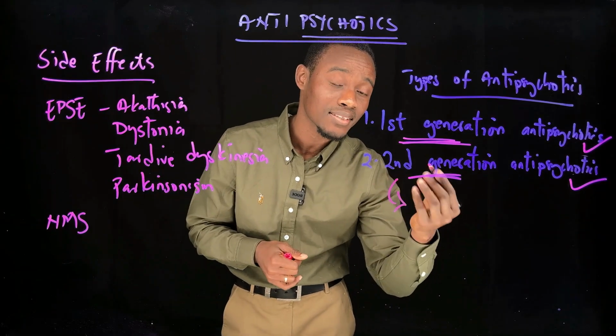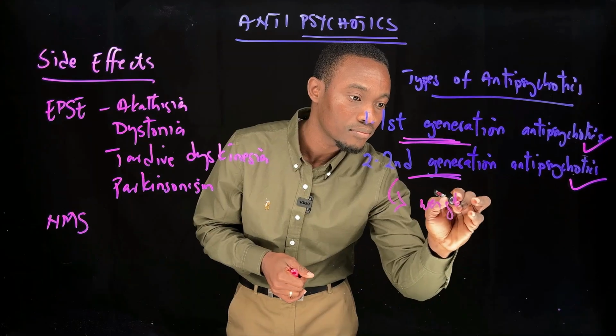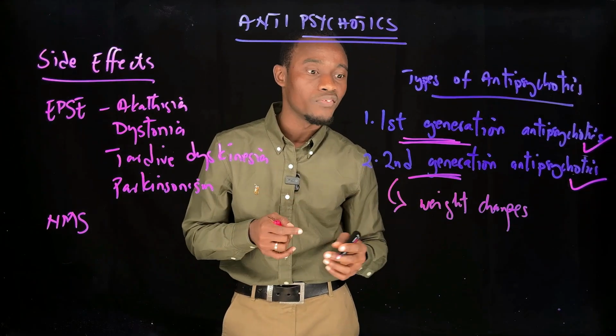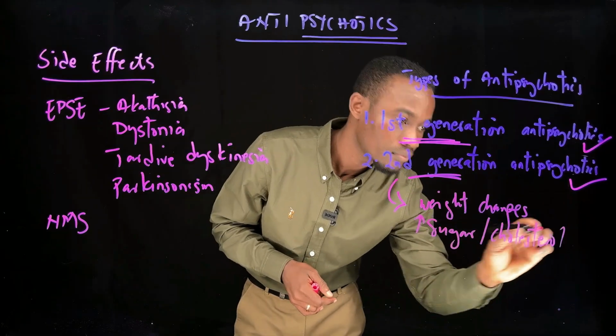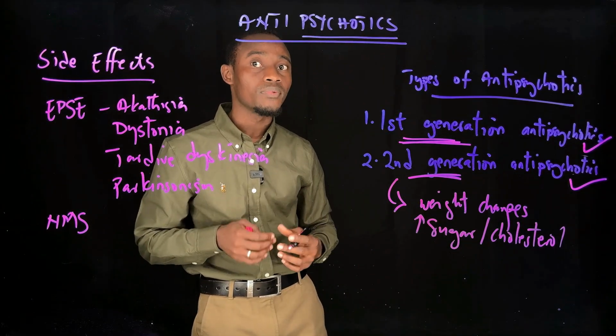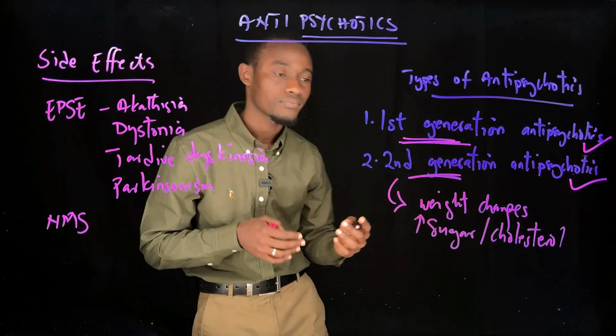For the second-generation antipsychotics, because of their mechanism of action, they typically cause a range of metabolic side effects such as weight changes, increased blood sugar, and increased cholesterol levels. They are also notoriously known for causing serotonin syndrome and sedation.